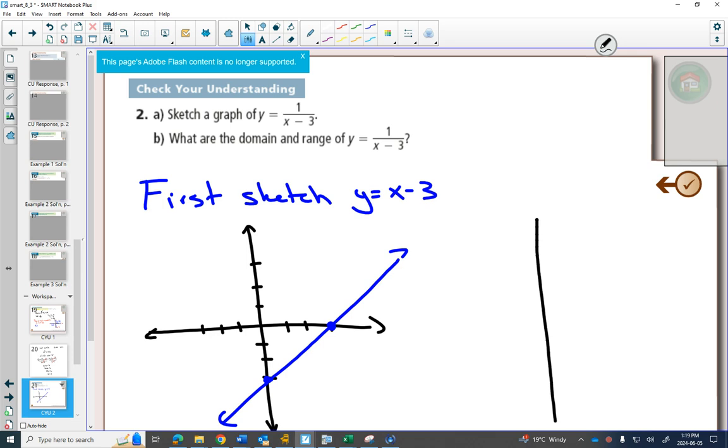Then right beside it, in green, I'm going to sketch the reciprocal. And the reason why it's nice to graph the original one first is you can get a lot of points off the original one. And the rule for the reciprocal is all that you're doing is your y value is changing to be 1 over the y value it was before. So for example, you would have a point like 0, negative 3.